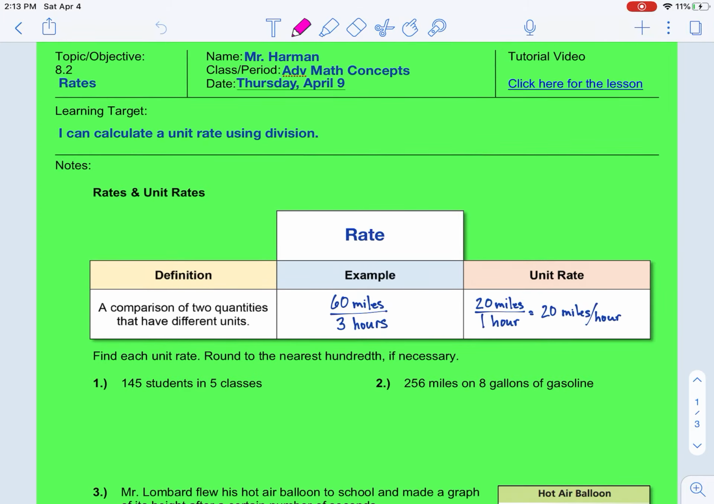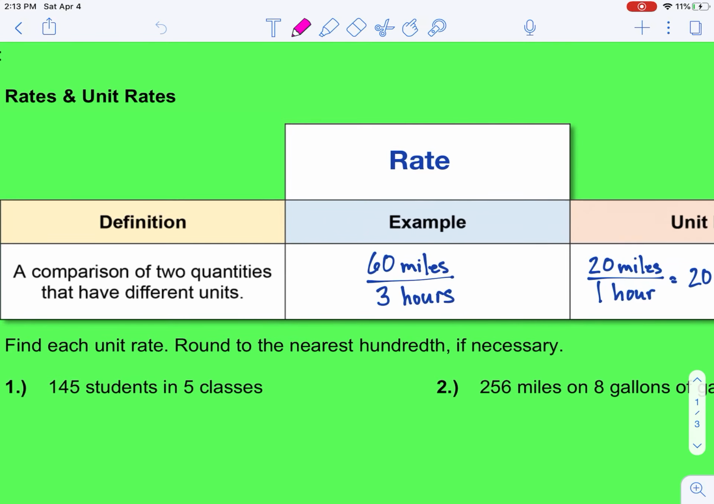So if you take a look at our definition of rate, it is very similar to what our definition of a ratio was yesterday. A rate is a comparison of two quantities that have different units. So the only thing that is different is the units. That's the part that's the difference between a ratio and a rate. So a rate is a special type of ratio.